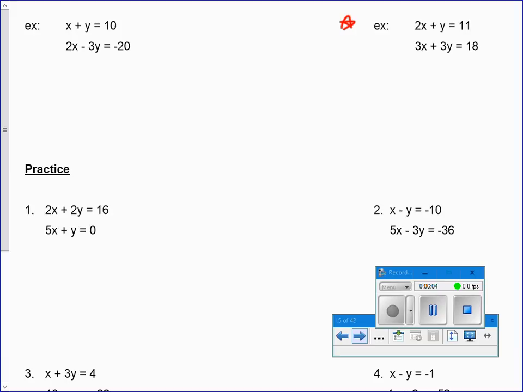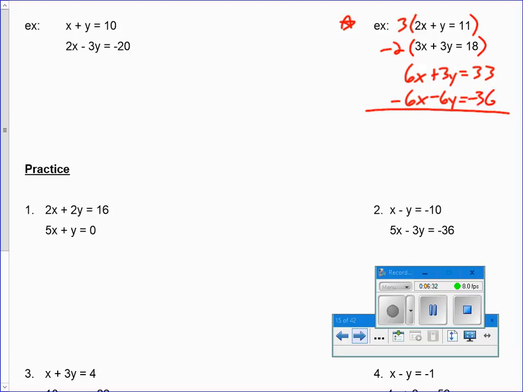It can make your work easier, but you can do it either way if you just prefer to eliminate a certain variable. So if I multiply the top equation by 3, I'll have 6x plus 3y is 33. Now to cancel it out, I would need a negative 6x here so that they would cancel out when I add. So that tells me I'm going to have to multiply the bottom equation by negative 2. So think ahead while you do this, and it can make the process a little quicker.